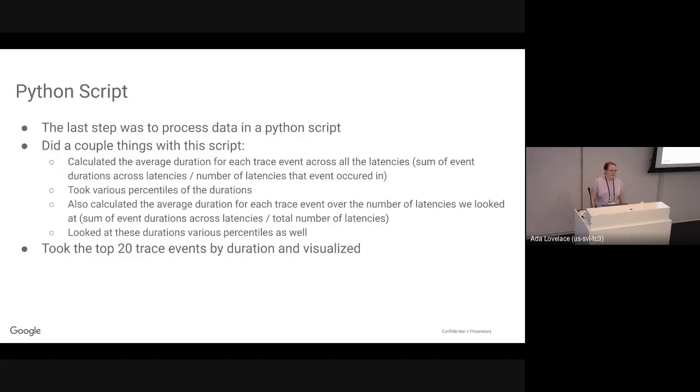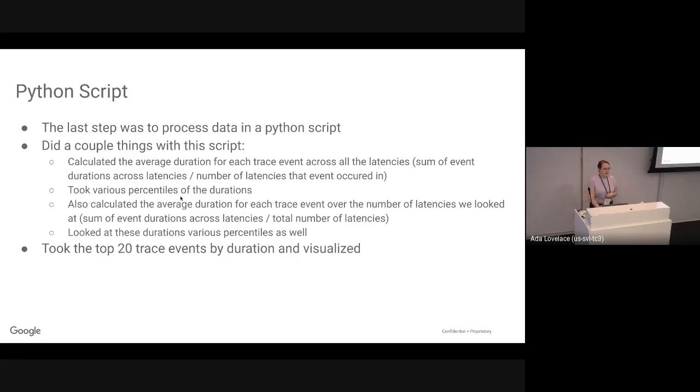And then the last step, we put all of this information into a Python script. So we took all of the self times of these events and we summed them across an input latency event. And then the Python script would take all of these event durations and calculate the average across all of the latencies that we looked at. So for each event slice, take v8.execute, for example, we would sum all of the v8.executes on all of the latencies, and then we put that over the number of times that v8.execute occurred across all of those latencies.